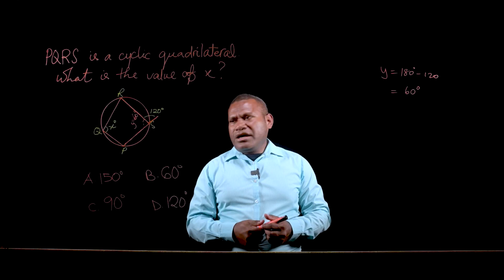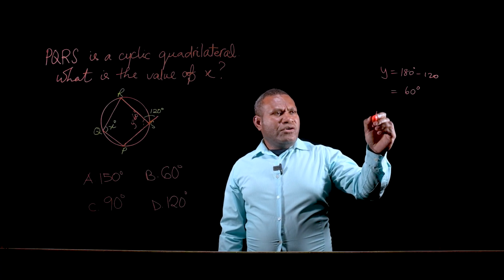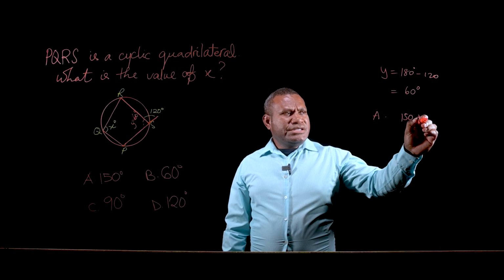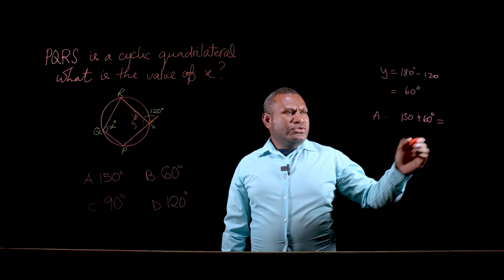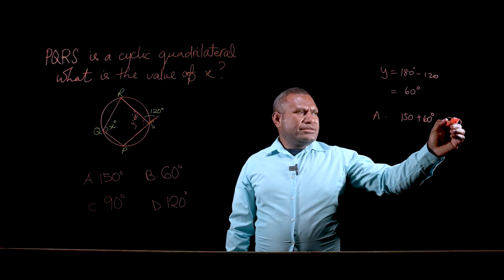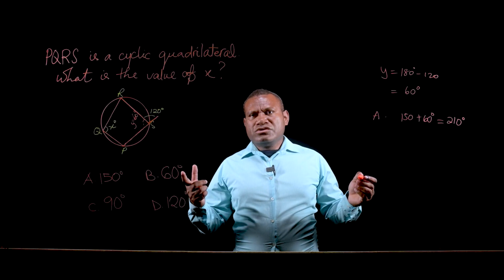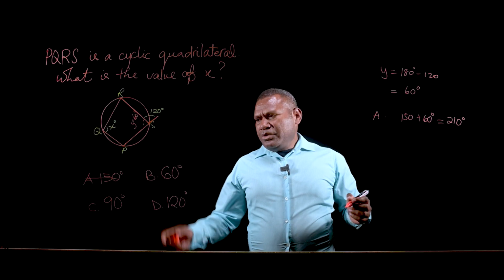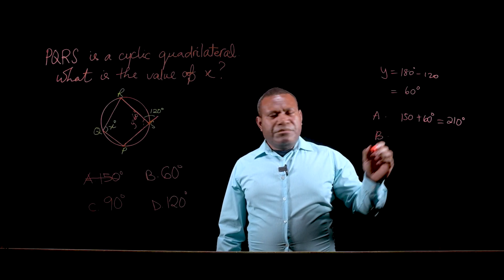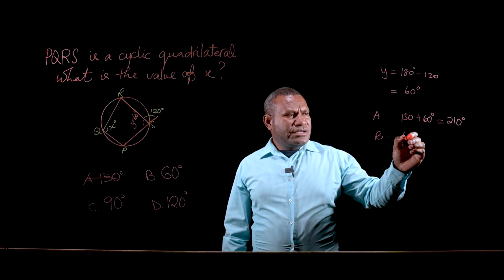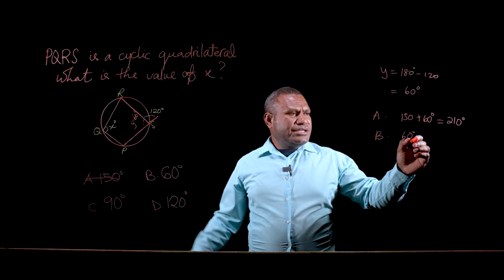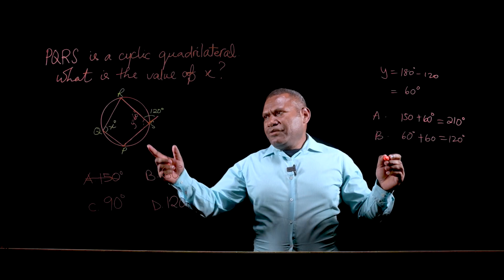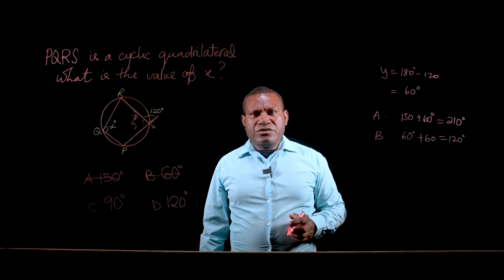A is 150. So let's try adding 150. Okay, we have option A: 150 plus 60 degrees will be equal to 210 degrees, which is not equal to 180. So this will be out. This won't be the correct answer. Now we go on to B. B, you have 60 degrees. So 60 degrees plus this 60 is equal to 120, and it's not equal to 180. So this option will be out.